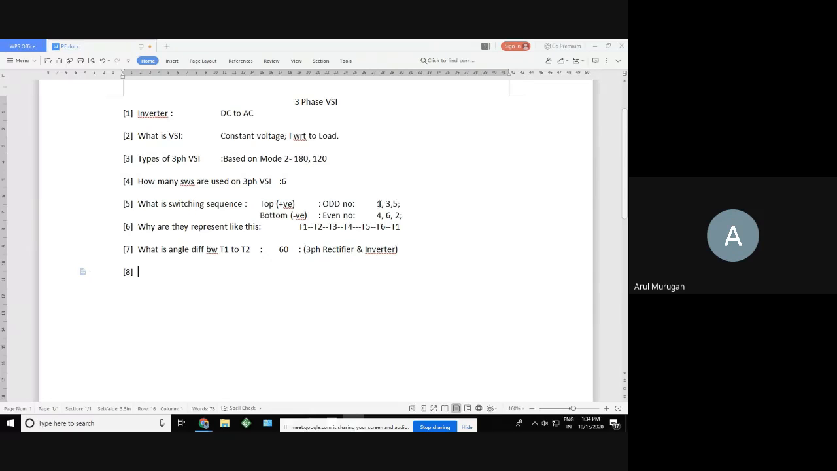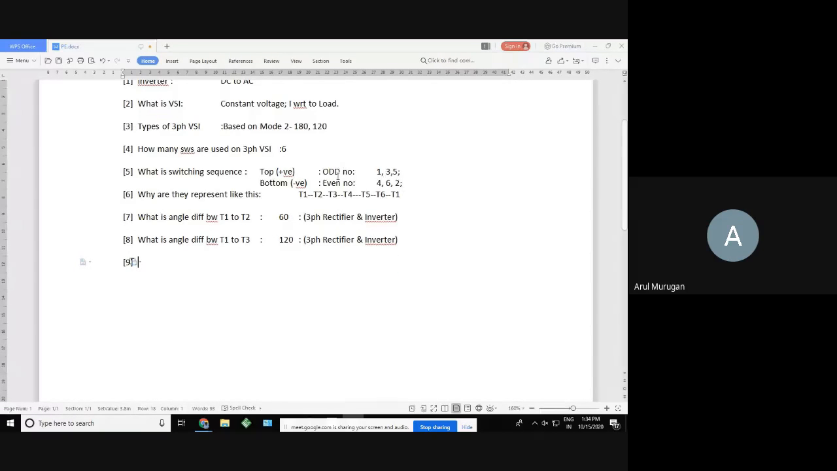What is the angle difference between T1 and T3? Similarly, T3 to T5, or in the bottom 4 to 6 or 6 to 2. The angle difference is 120 degrees. That is also similar to the three-phase rectifier method.